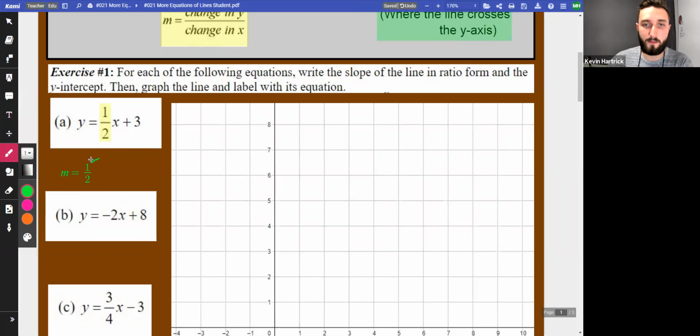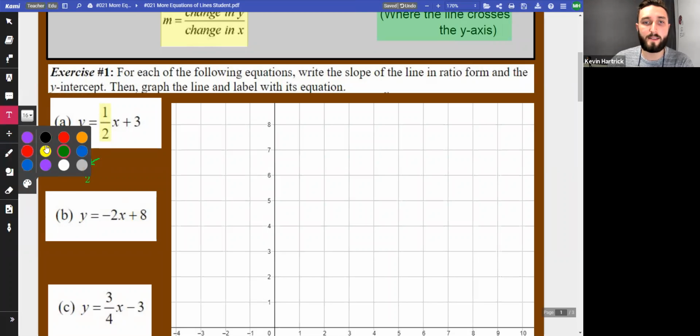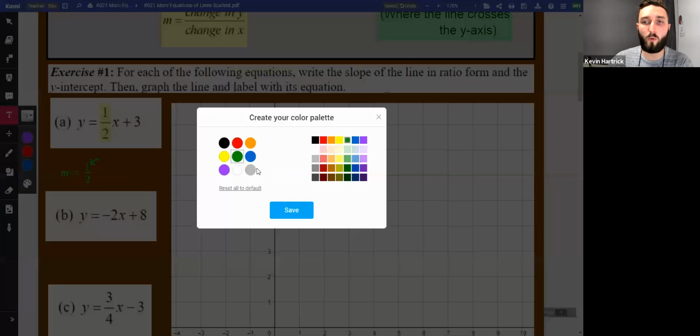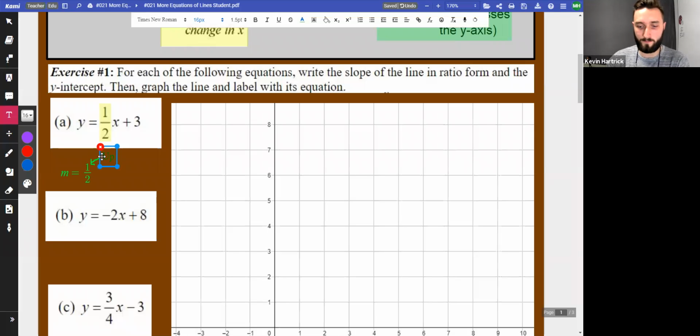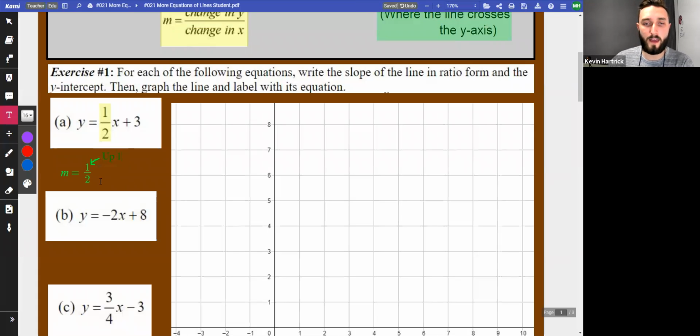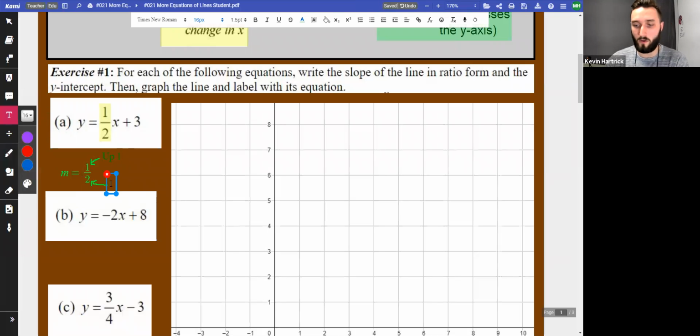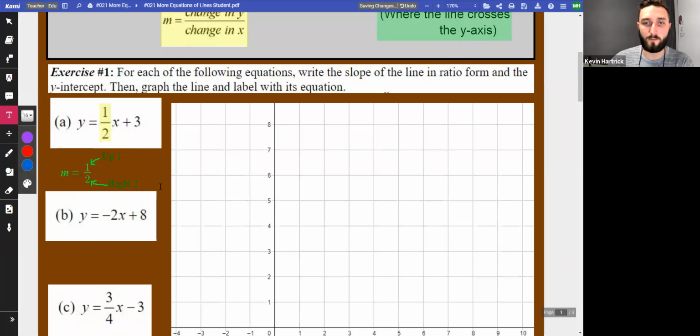And what does that mean exactly? Well, remember the top number tells me up or down. So if it's a positive 1, that tells me that I am going up 1. Let's make this a nice color here, maybe yellow. Okay, so this means I'm going up 1. And then this bottom number tells me right or left, right? So since it's positive, this is telling me to go right because positive is right. And then I'm going right 2, okay?